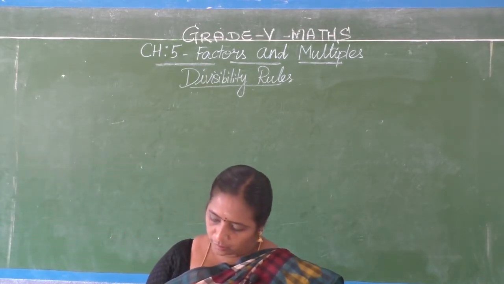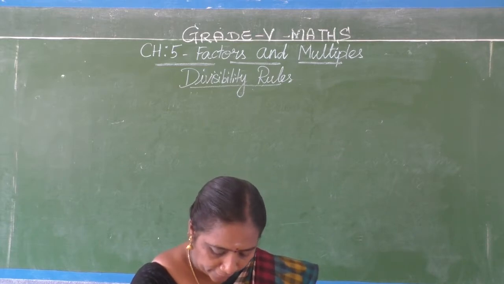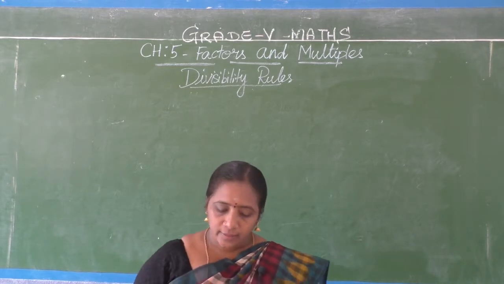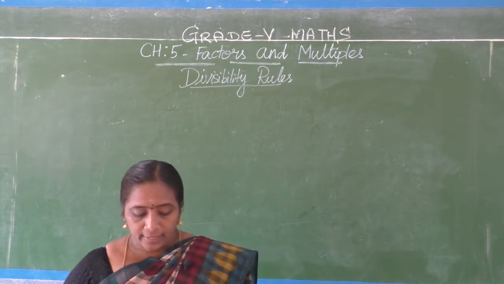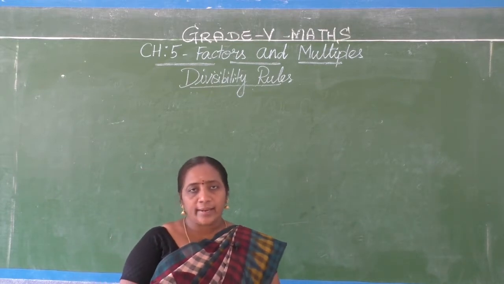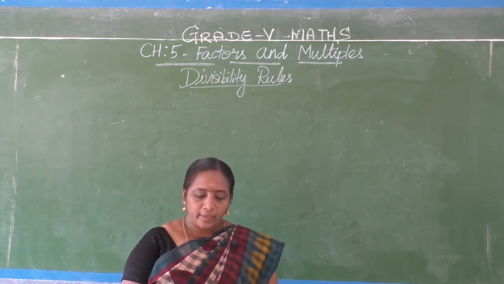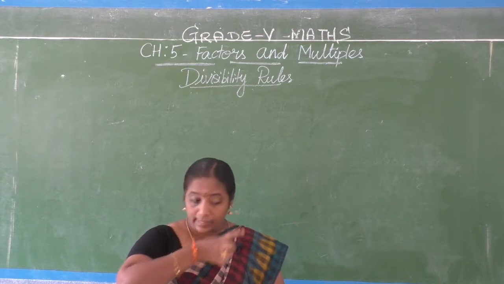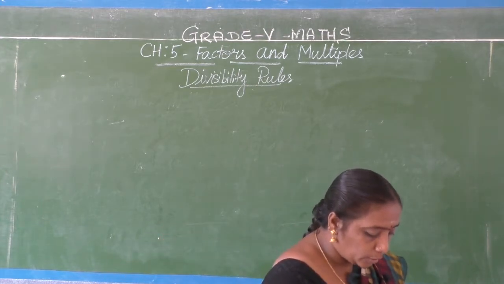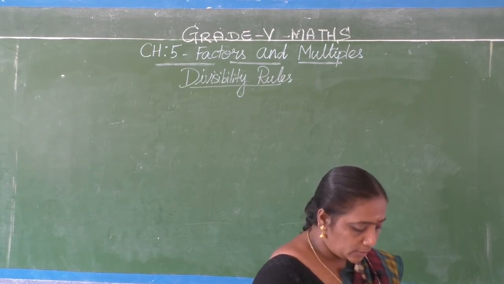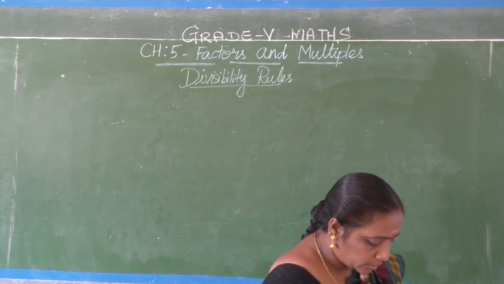We have seen exercise 5.2, we completed Romans 1 to 5. Then the 8th Roman and 9th Roman we already completed. Then we have pending Roman number 6. Before we enter Roman number 6, you have to know the rules of divisibility. Today we are going to see the divisibility rules.